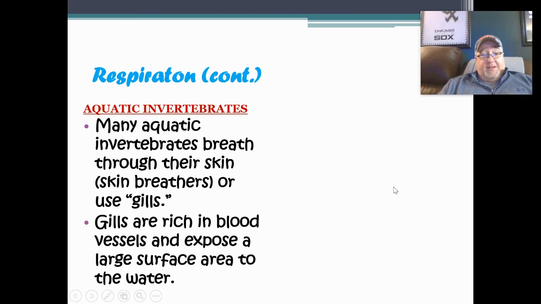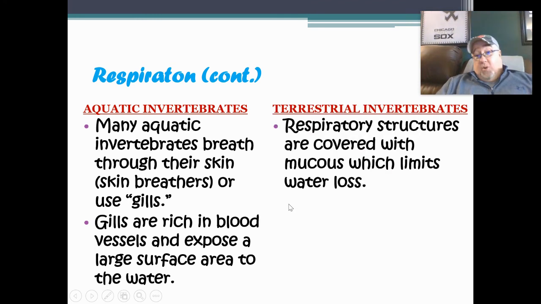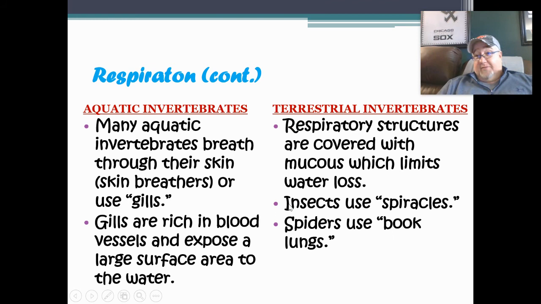Some invertebrates, again, especially ones that live in the water, use gills. Some invertebrates are actually skin breathers. They breathe through their skin. They don't have specialized organs to help them do that. Terrestrial animals, like humans, have lungs, obviously. Insects have structures called spiracles. I'll show you a picture of that in a minute.